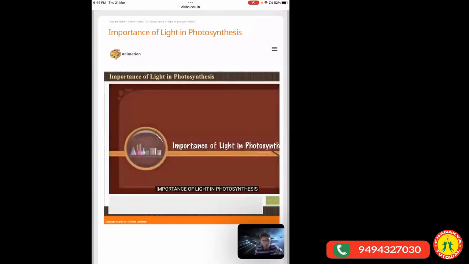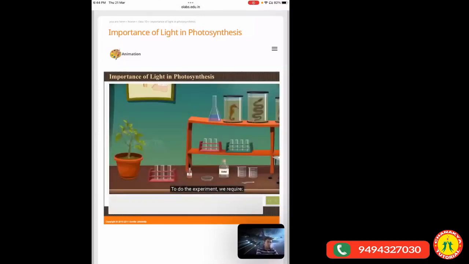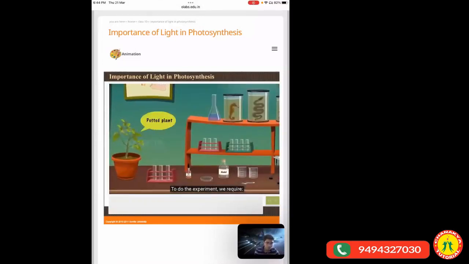Importance of light in photosynthesis. To do the experiment, we require a potted plant, boiling tube, iodine, petri dish, methylated spirit or alcohol, distilled water, forceps, Bunsen burner.